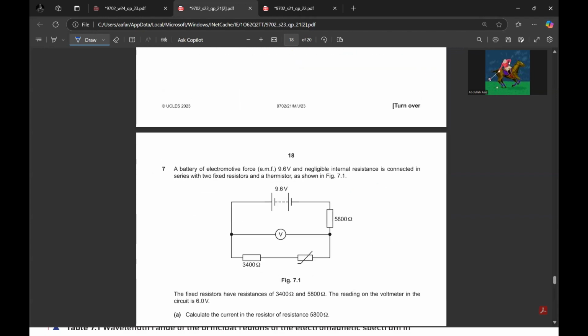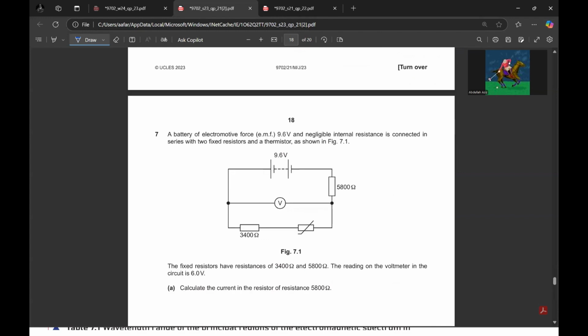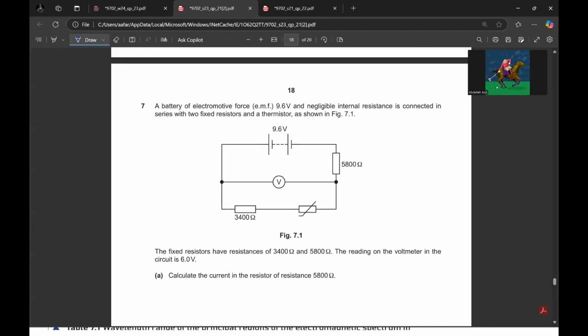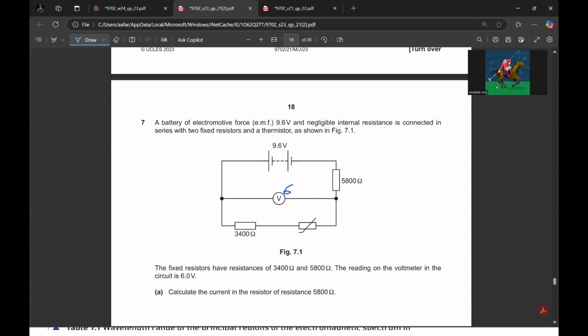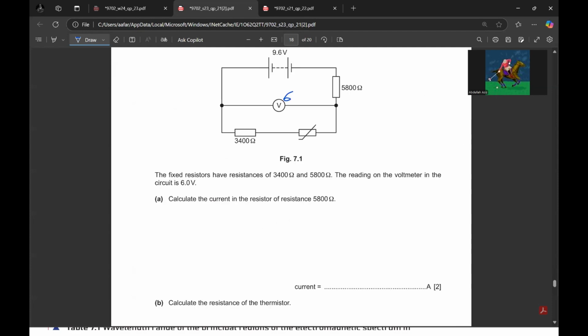A battery of EMF 9.6 volt and negligible internal resistance is connected in series with two fixed resistors and a thermistor as shown. Okay, so these are all in series. The fixed resistors have resistances 3400 and 5800 ohm. The reading on the voltmeter in the circuit is 6 volt. Calculate the current in the resistor of resistance 5800 ohm.